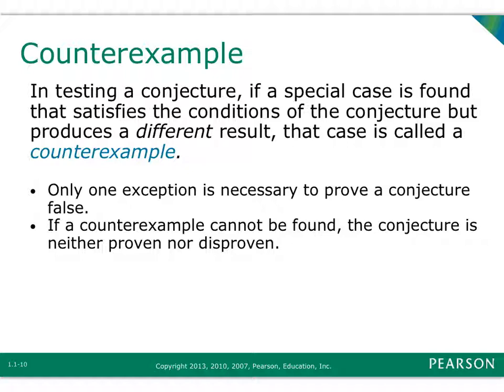Sometimes, in testing a conjecture, if a special case is found that satisfies the condition of the conjecture but produces a different result, that case is called a counterexample. Only one exception is necessary to prove a conjecture false. That is, a counterexample. If a counterexample cannot be found, the conjecture is neither proven nor disproven, and we have to go through a process of induction, typically.